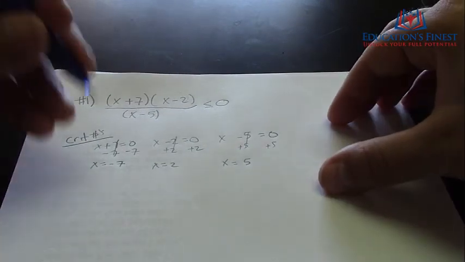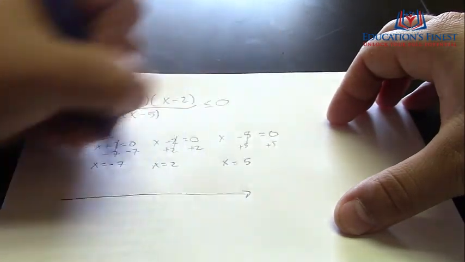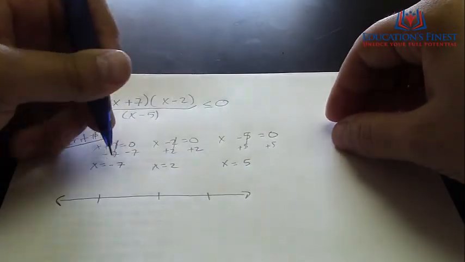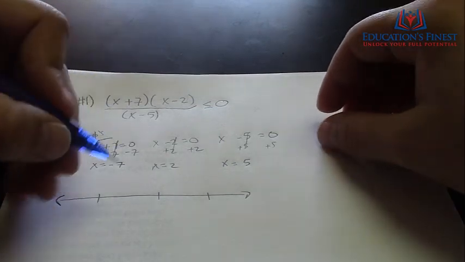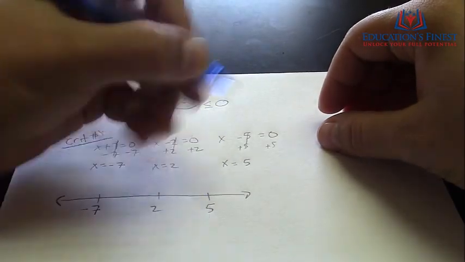Now you're just going to draw a number line. After you find your critical numbers, you plot them on here. We have 3 of them, and all you have to do is make sure they're in order. So -7 goes first, then 2, and then 5.